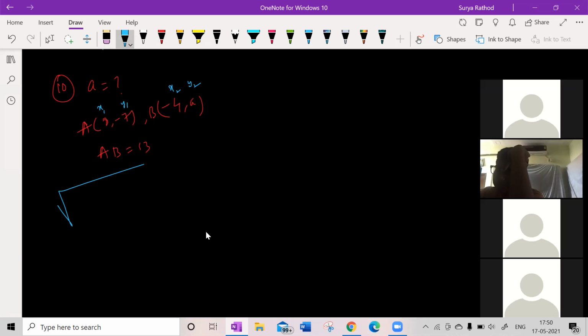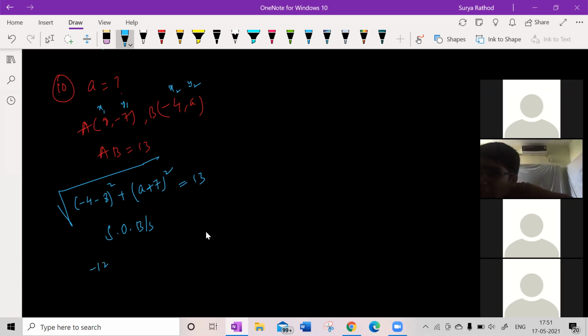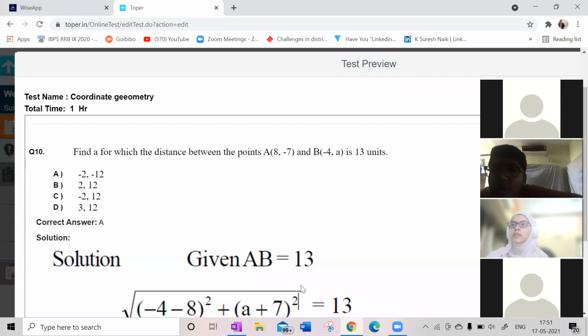Clear? x2 minus x1 whole square plus y2 minus y1 whole square is equal to 13. So squaring on both sides, which gives me minus 12 whole square plus a plus 7 whole square, which is going to give me 169.